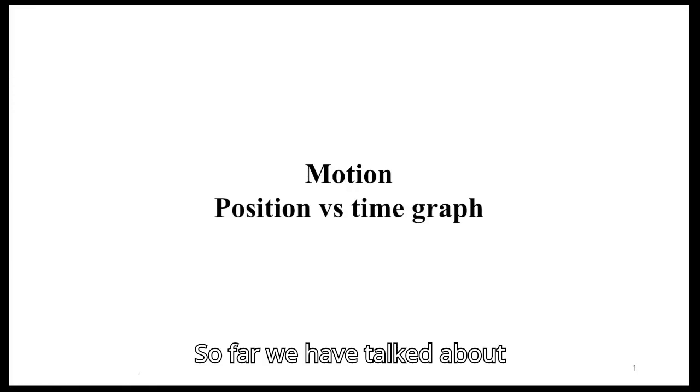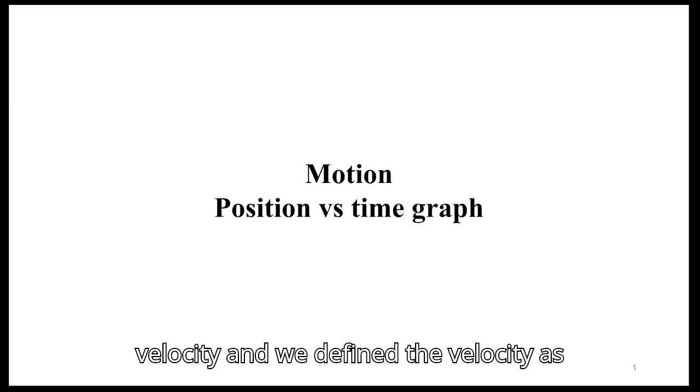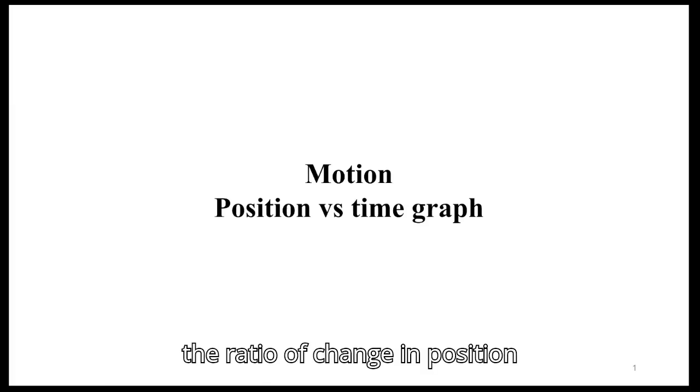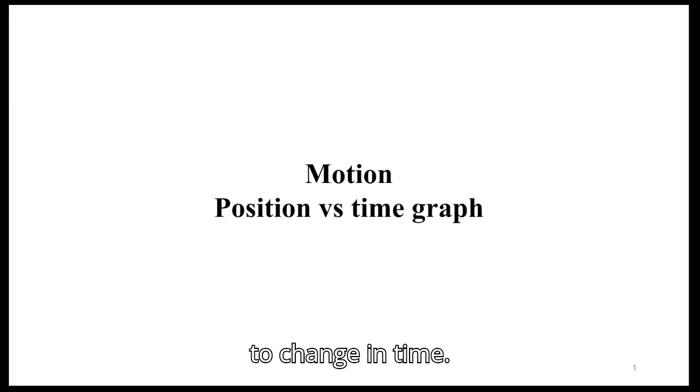So far, we have talked about the definition of displacement, distance, speed, and velocity, and we defined velocity as the ratio of change in position to change in time. Now we will define velocity in a different way, using a linear graph where our y-axis is position and the x-axis is time.